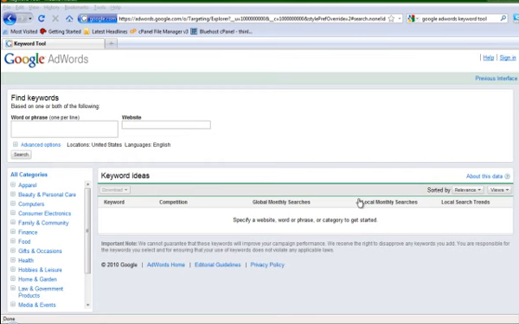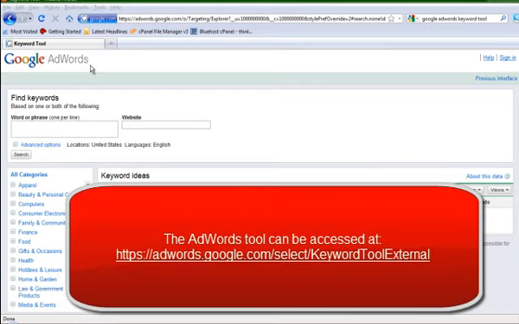So to continue on with what we started yesterday, we're going to use the Google AdWords tool to narrow down those broad topics that you figured out from yesterday's post into some different avenues that can potentially be very lucrative and successful for you.